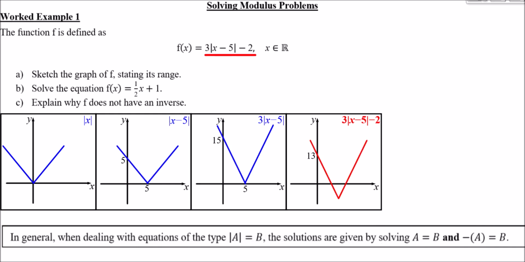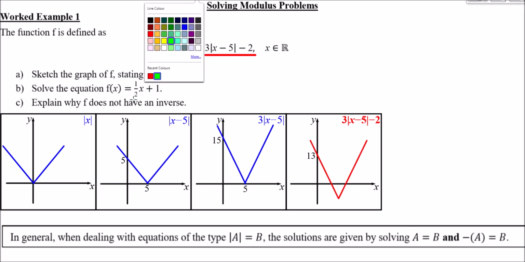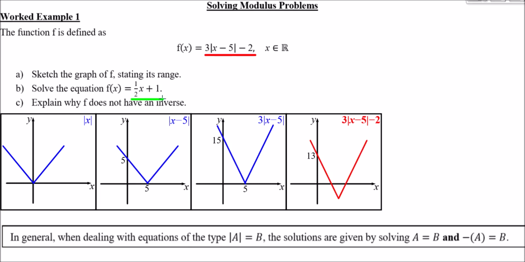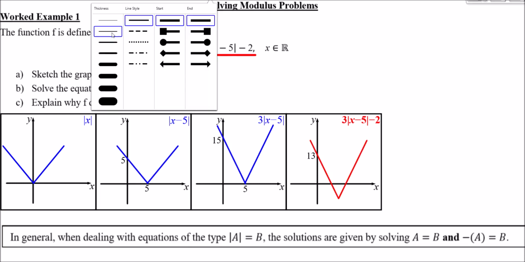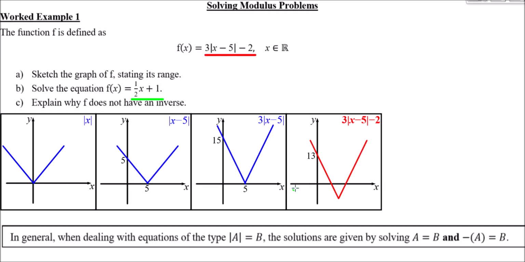We can work this out, by the way, by remembering that in general, when dealing with equations of the type mod a equals b, the solutions are given by solving a equals b and minus a equals b. So what I could do here is add on this line. Let's imagine the line g of x equals half x plus 1. That line would have a gradient of a half and would cross the y-axis at positive 1. So we're looking for these 2 points of intersection.